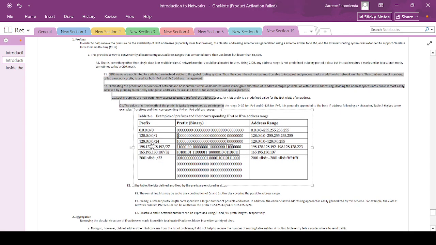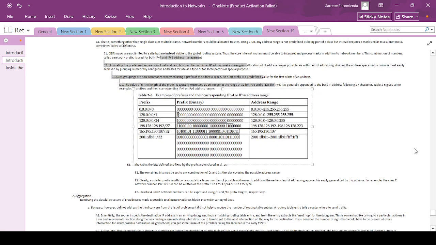CIDR masks are not limited to a site but are instead visible to the global routing system. So these masks, similar to subnet masks, are now visible to the global router. Thus, the core internet routers must be able to interpret and process masks in addition to network numbers. So aside from network numbers, which used to define the classes A, B, C, you also need this mask. This combination of numbers, called a network prefix, is used for both IPv4 and IPv6 address management.